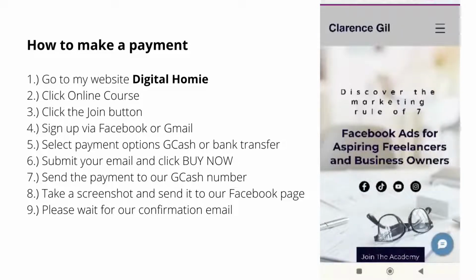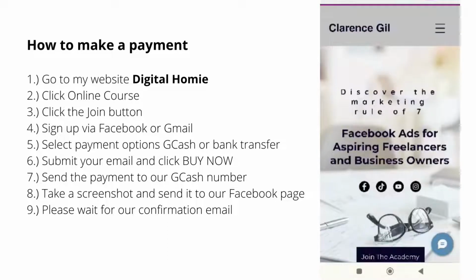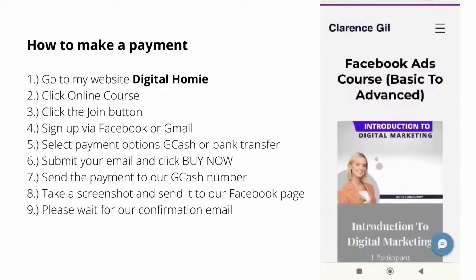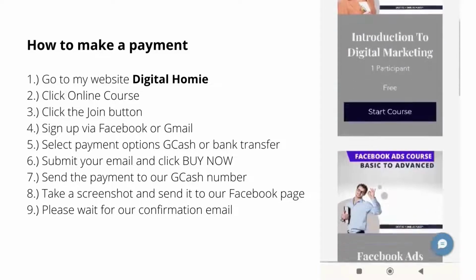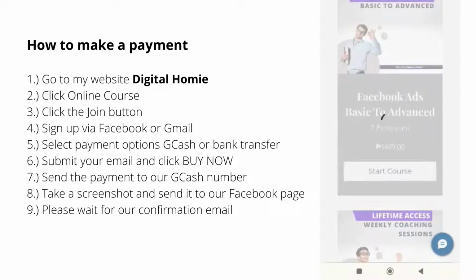Alright, here's how you can make a payment. First off, you need to go to the Digital Homey website and click the hamburger menu, the three lines above, click online course, and then wait for it to load.